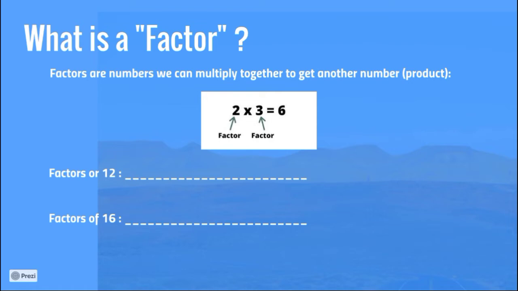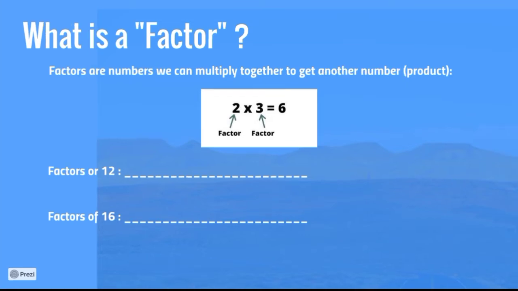Factors are numbers we can multiply together to get another number or the product. In 2 times 3 is equal to 6, the factors are 2 and 3, and 6 is the product. We have here 12 and 16. Let's try to find out the factors of 12.